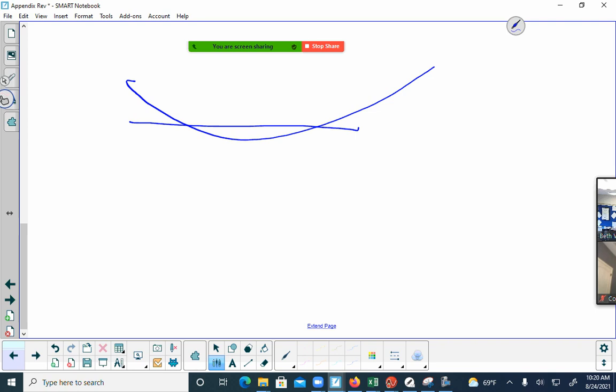When it asks for my X minimum, what should I probably use for my X minimum? Probably not a negative, if I'm focused on the first quadrant.